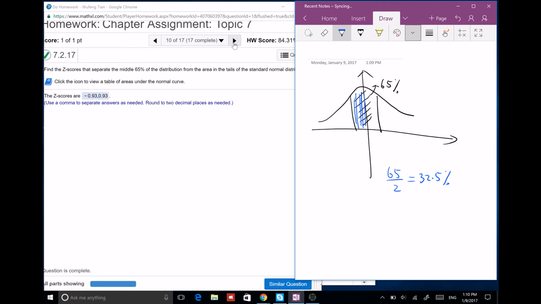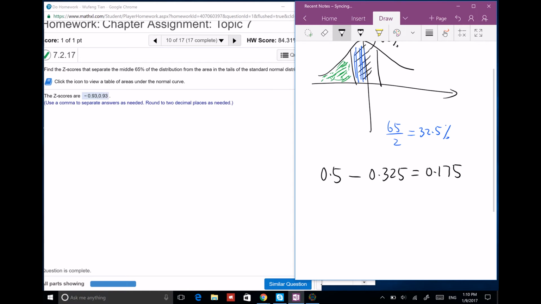My question is, what is the green area? The blue and green together are half of the whole thing, so it's half of 1. The whole thing is 1, so green and blue together is 0.5. So use 0.5 minus the blue part, which is 0.325, giving 0.175. So now I'm looking for the z value whose area to the left is 0.175.